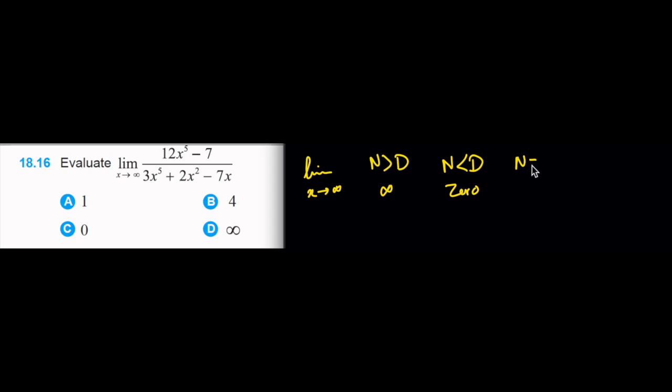But if the degree of the numerator equals the degree of the denominator, like this question, just check the coefficients of the highest power for both the numerator and the denominator, which is 12 over 3. 12 divided by 3 equals 4, so the answer is B.